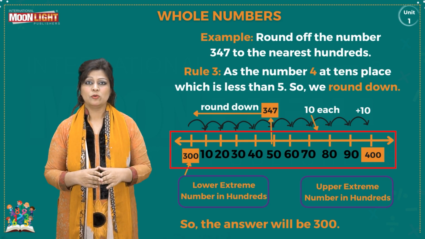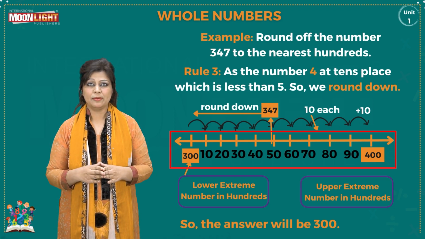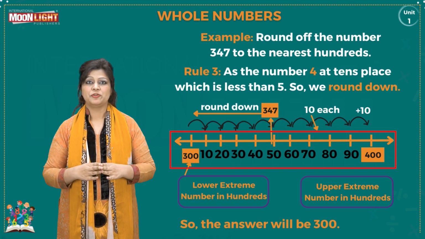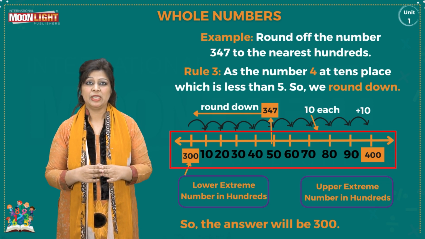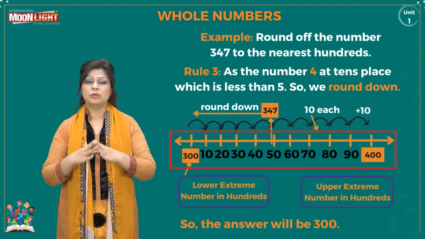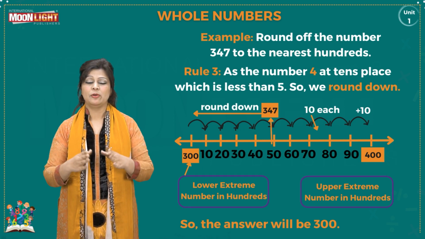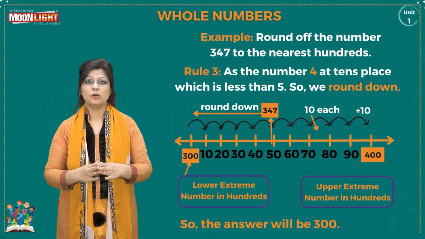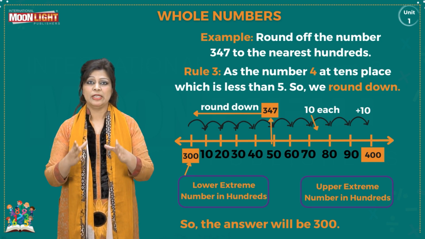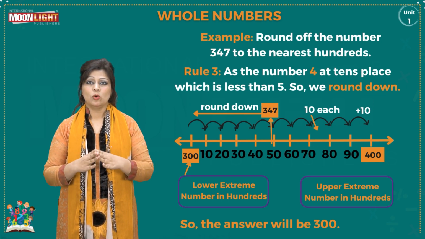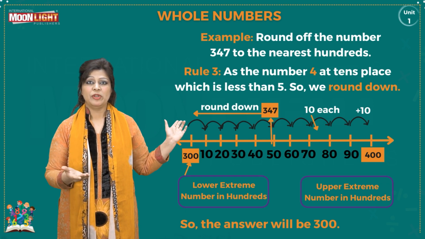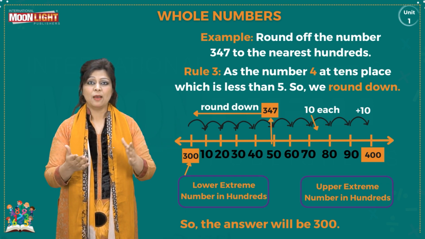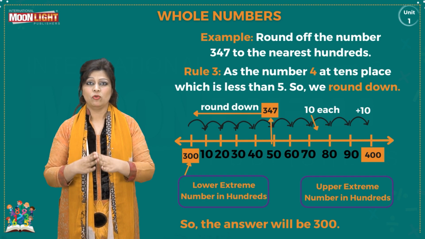So, what is going to be the upper extreme of this number? Yes, we are going to add 1 to the number 3, then we are going to get the next number which is 4, and we are going to write 2 zeros because this is rounded to the nearest 100. So, the next number, which is going to be the upper extreme, is the number 400.